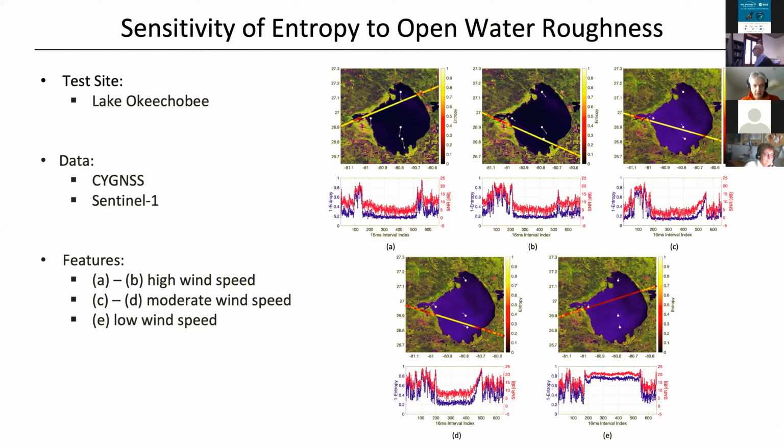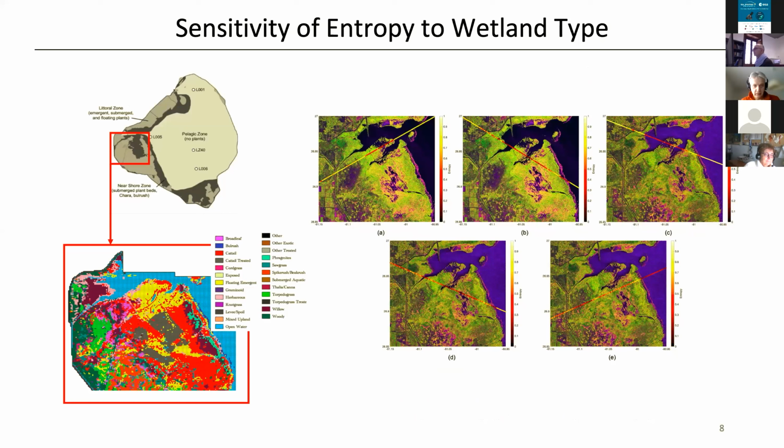In figures C and D, it's a case of moderate wind speed, and figure E, which is interesting, is the case of low wind speed. In that case, you can see that the entropy is low along the water, and this is because with high probability, I think that we have not a very precise measurement, but we have some measurement of the voice in the lake.